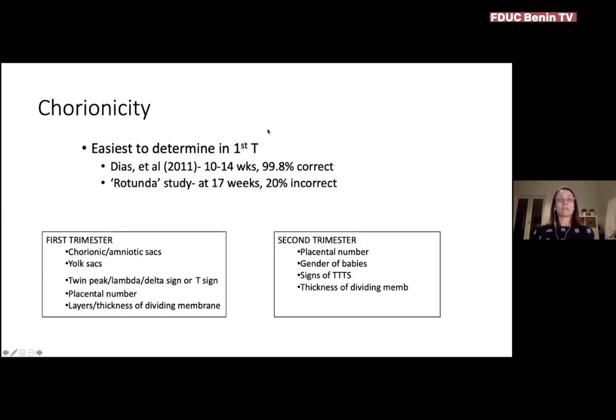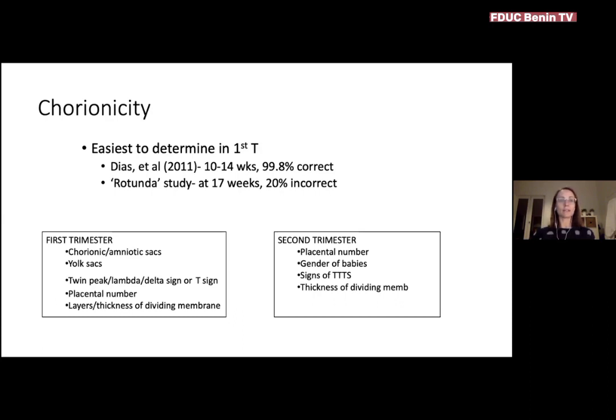And we know from pretty good quality studies that it's easiest to determine the chorionicity in the first trimester. So this study from 2011 showed that at 10 to 14 weeks, we were able to correctly diagnose chorionicity in almost 100% of cases. Whereas this older study that looked at pregnancies at a greater gestation showed a rate of incorrect diagnoses up to 20%.